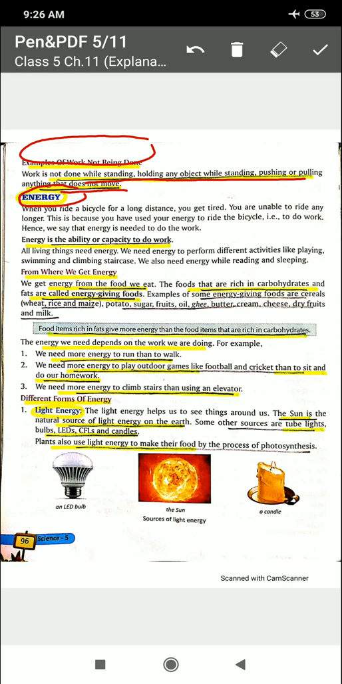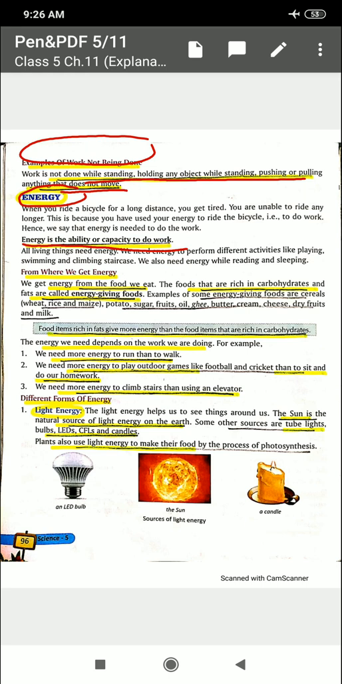Energy. Now just see the definition of energy. Energy is the ability or capacity to do work. Now you know very well that if we have energy, then only we can apply force on any object. And when we apply the force on an object, then only the work is said to be done. So the first condition is we must have energy to apply force for the work to be done.